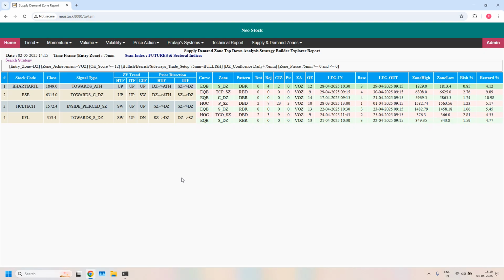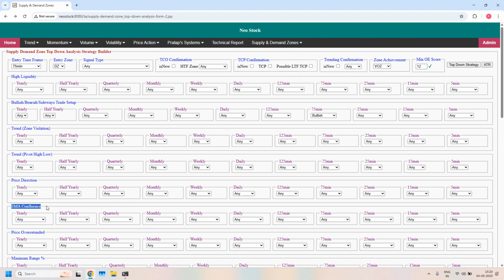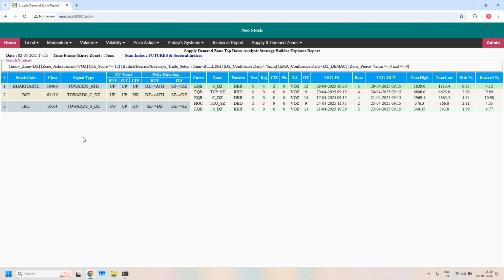Let's further filter based on daily demand zone having daily EMA confluence. If any stocks filter, then those overlapped 75 minutes demand zones might be having even more high probability to get success. So EMA confluence at a daily time frame, I am checking daily demand zone having daily EMA confluence. Anyway, daily trend is uptrend. We can filter the stocks. 3 stocks are filtered. So that means these 3 75 minutes demand zones are having more high probability to get success. Maybe that is the reason why, see, this zone is already tested 4 times, this is tested 3 times.